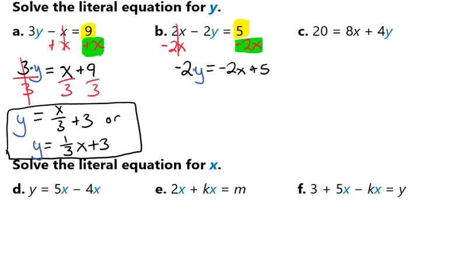So next we need to separate the -2 from the y, and right now they're being multiplied. So we're going to divide everything by -2, and that's going to give us y equals x minus 5 halves. And that's our answer there.